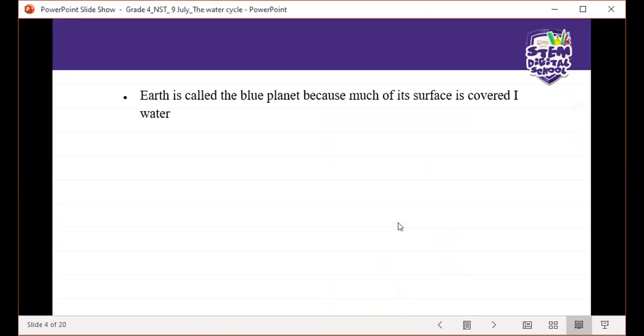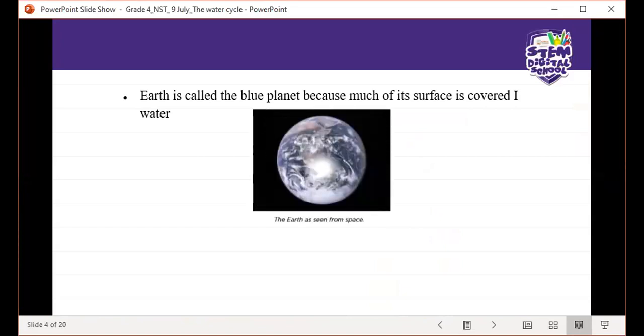Cool. So guys, Earth is called the blue planet because its surface is covered in water. The Earth, as we know it, looks something like this. Most of the Earth is covered in water, and then the rest is covered in land.